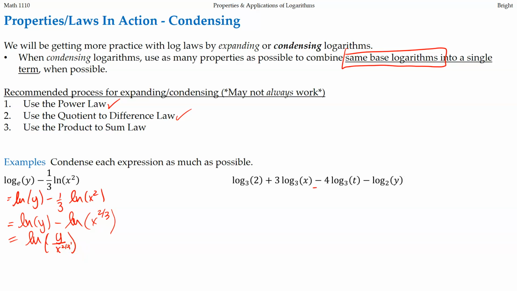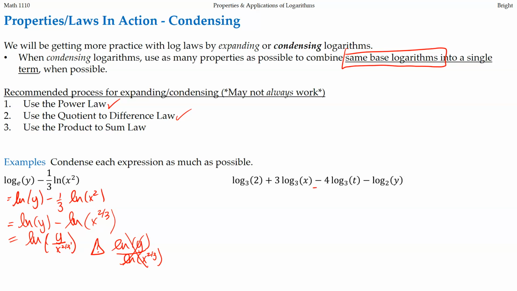And notice that the quotient is inside the logarithm, okay? Common error, watch out for this. And I guarantee you're going to do this at one point or another because there's a property that you're going to try to use incorrectly. There are a lot of students that will write this as ln of y over ln of x to the 2/3. This is not true in this case when you're condensing. The quotient must be inside the logarithm, okay? Cannot stress that enough.